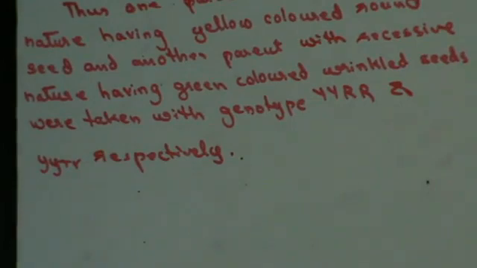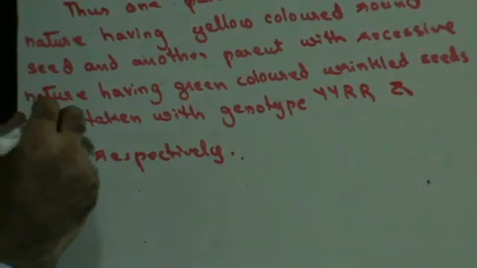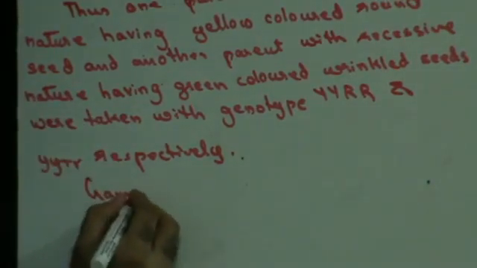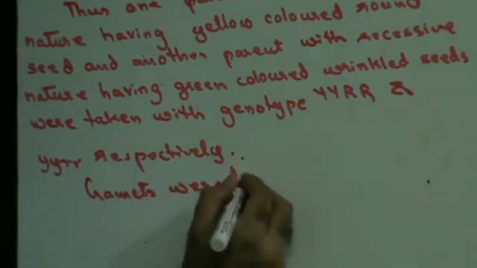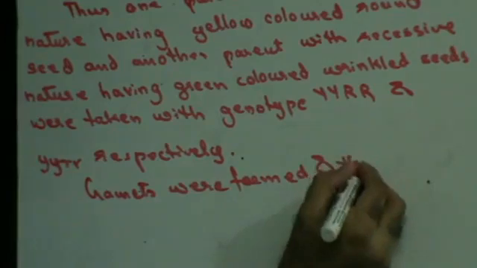Now obviously the gametes that would be formed would contain yellow and round, and green and wrinkled. So I can say gametes were formed, and they were YR and yr. These would be the gametes that would be formed. So now we know that in the F1 generation you would always get dominant characters, right? And you would get heterozygous genotype.